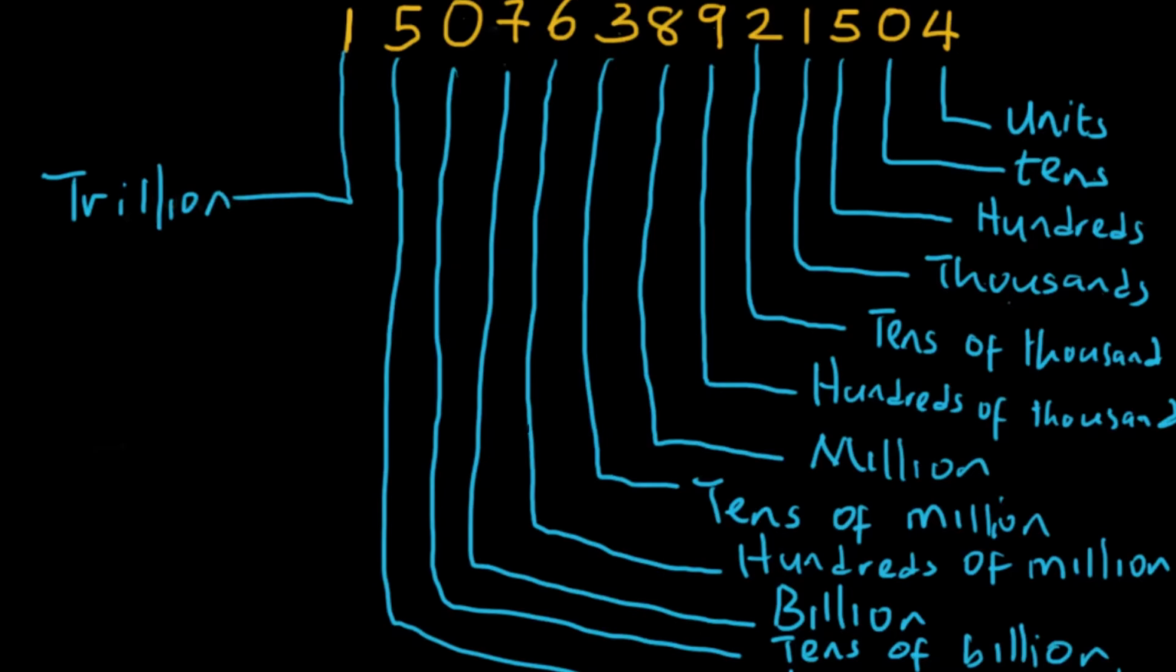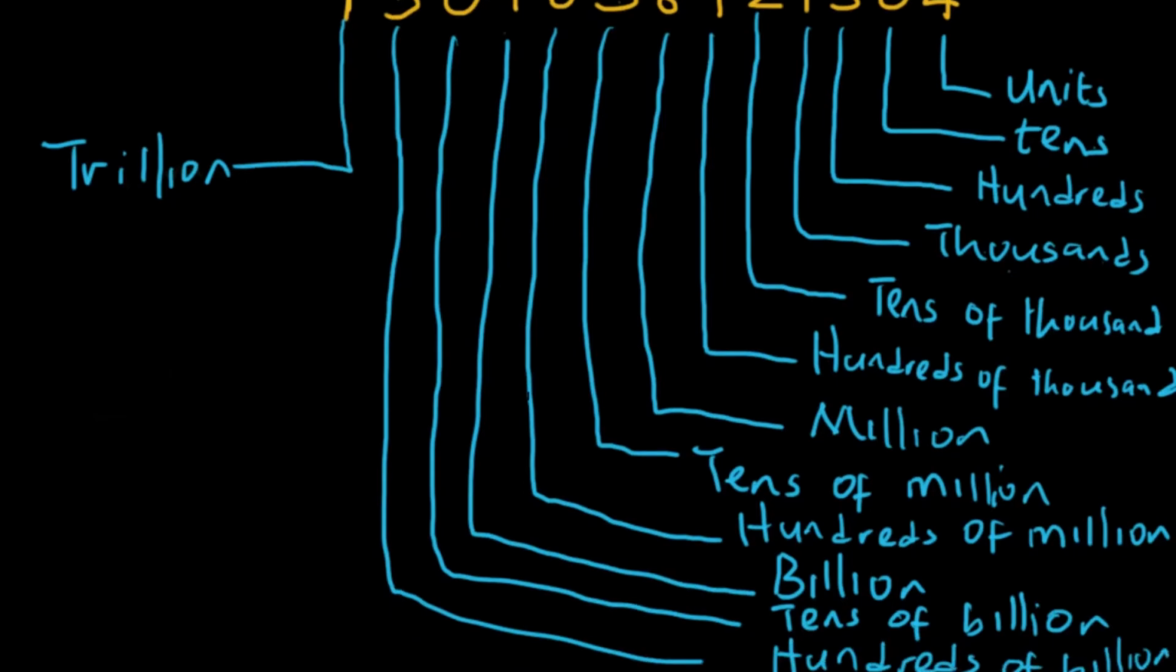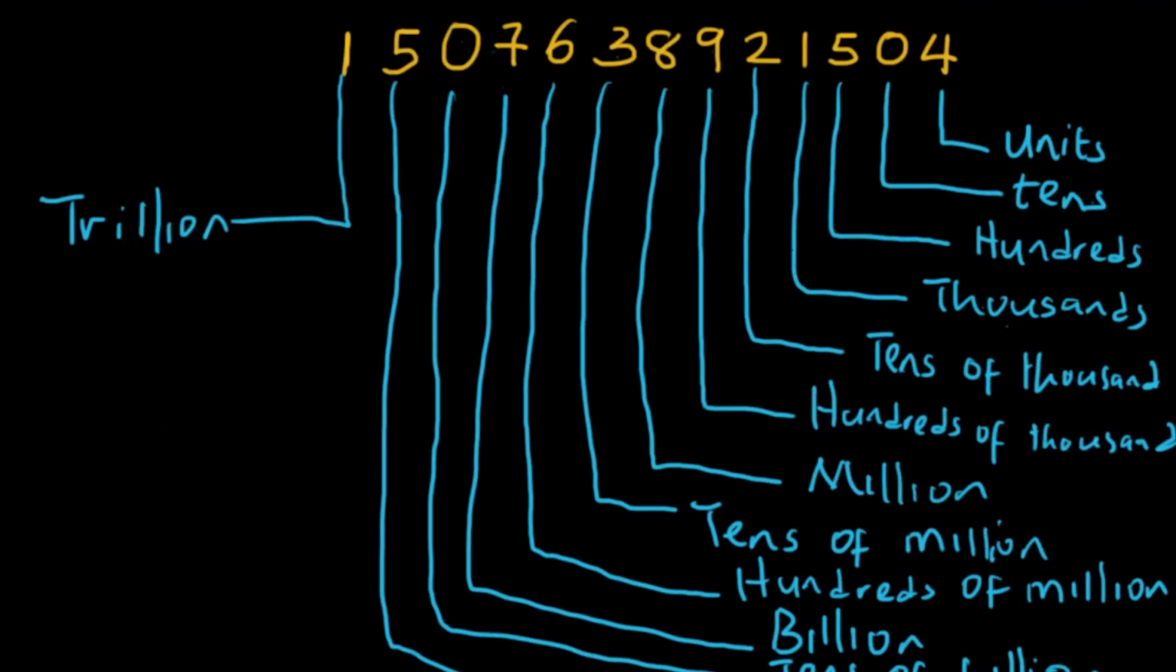Do you understand? So units, tens, hundreds, thousands, tens of thousands, hundreds of thousands, million, tens of million, hundreds of million, billion, tens of billion, hundreds of billion. Then lastly, we have trillion. Does that make sense? Alright, let's take another example.